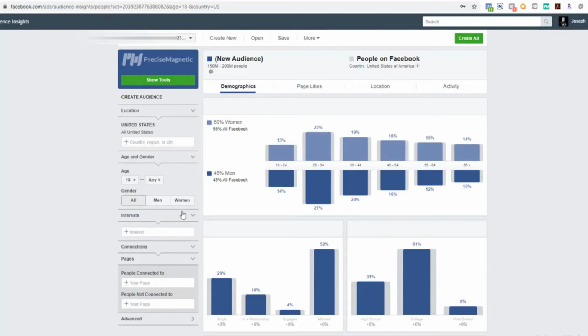Okay, open up the Facebook Audience Insights tool. If you don't know where to find this, you can get a link in the description of this video. On the left-hand side, you will see some options. Locations is just the geographical location that you want to focus on. We're going to keep that in the United States. Age and gender. We want to keep this broad for now.